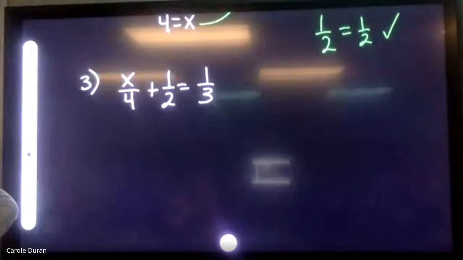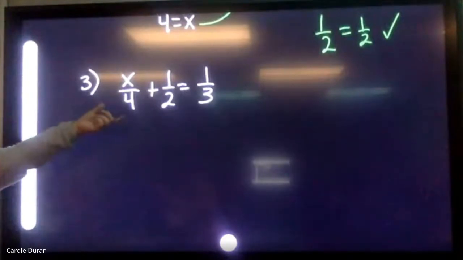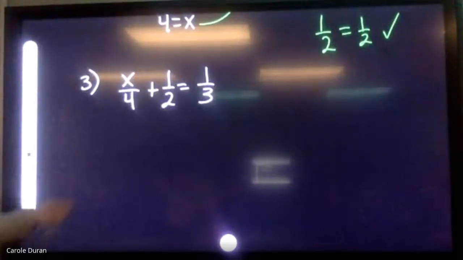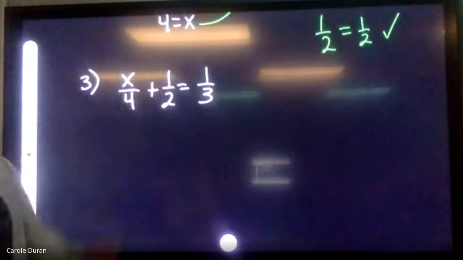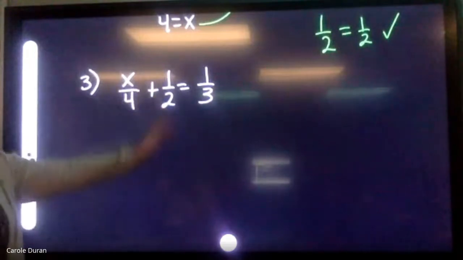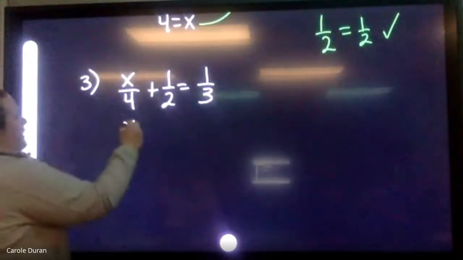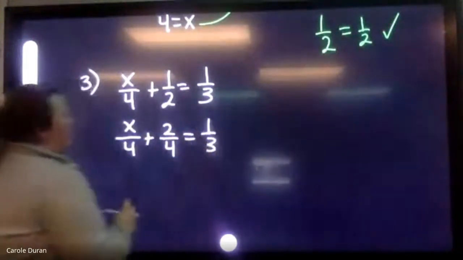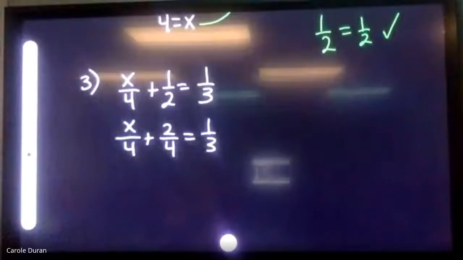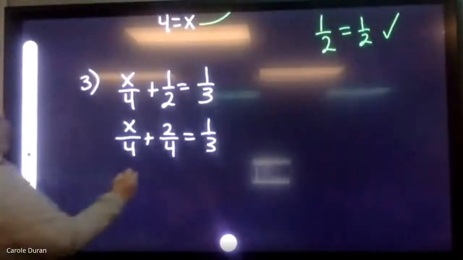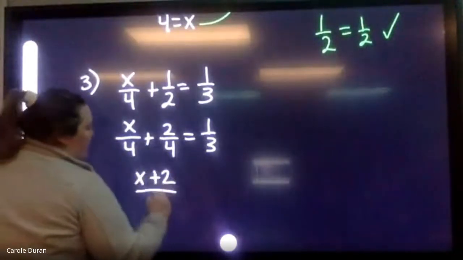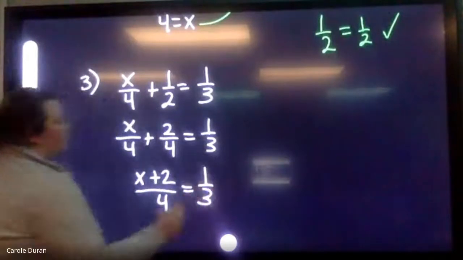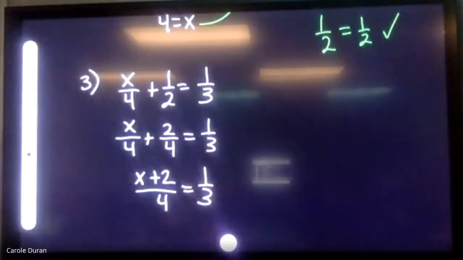What am I trying to find between these two fractions? A common denominator. What is that common denominator going to be? 4. So all I need to do is multiply 2 over 2 into the top and bottom of the second fraction. And when I do, I get x over 4 plus 2 over 4 equals 1/3. This allows me to take the two fractions on the left and write them as one fraction, which allows me to cross multiply just like we have on the previous examples.